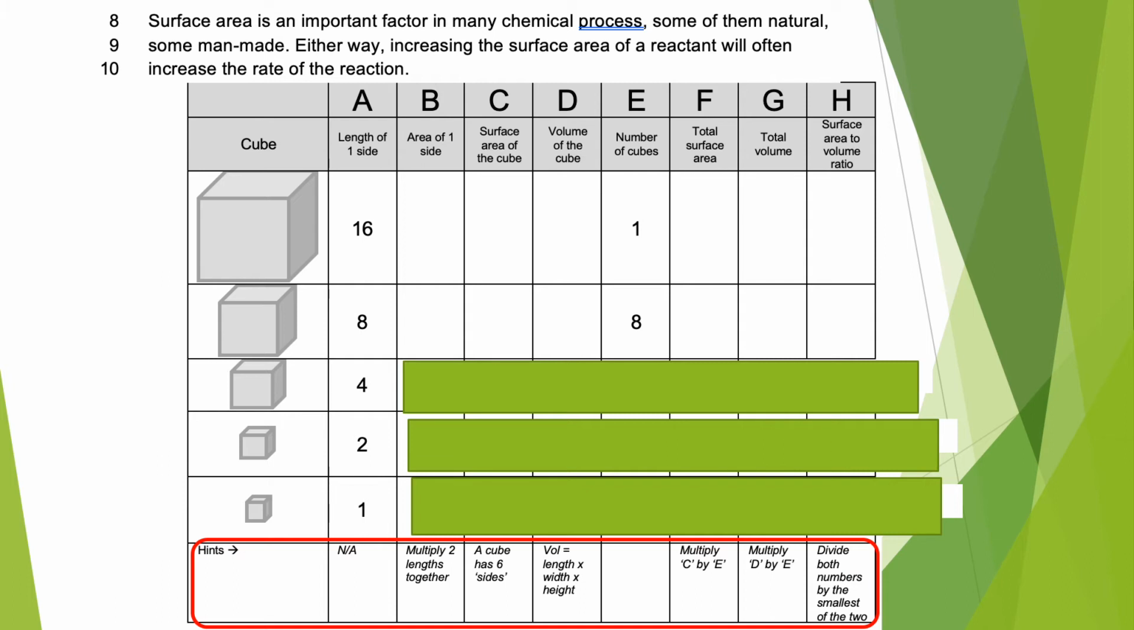Surface area is an important factor in many chemical processes, some of them natural, some man-made. Either way, increasing the surface area of a reactant will often increase the rate of reaction. And you're going to actually go more in depth when we talk about chemistry.